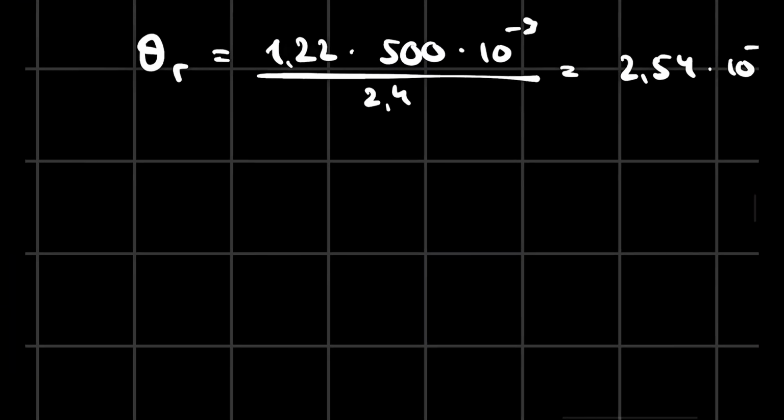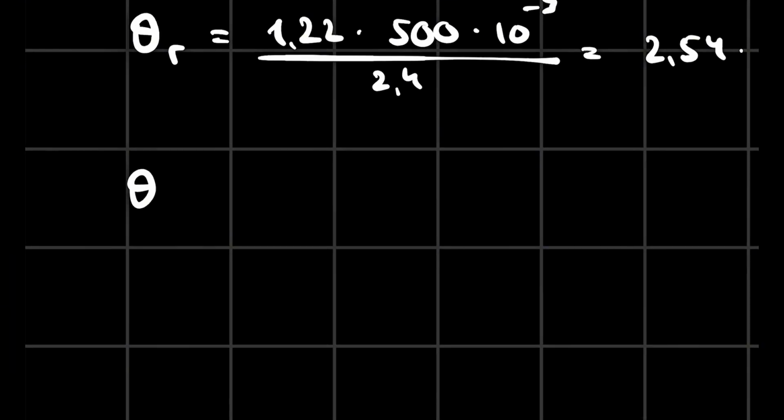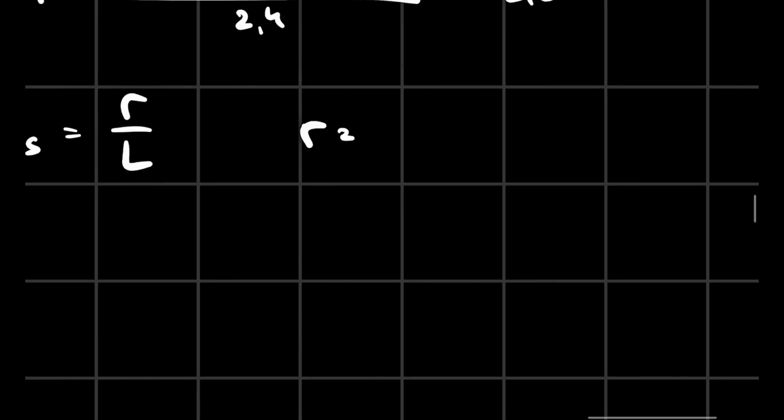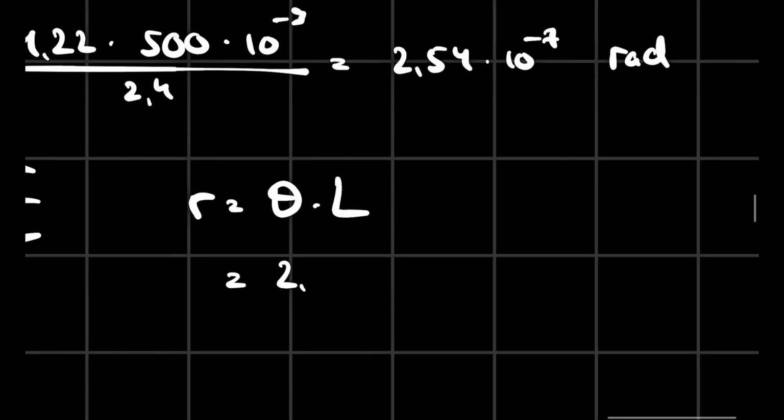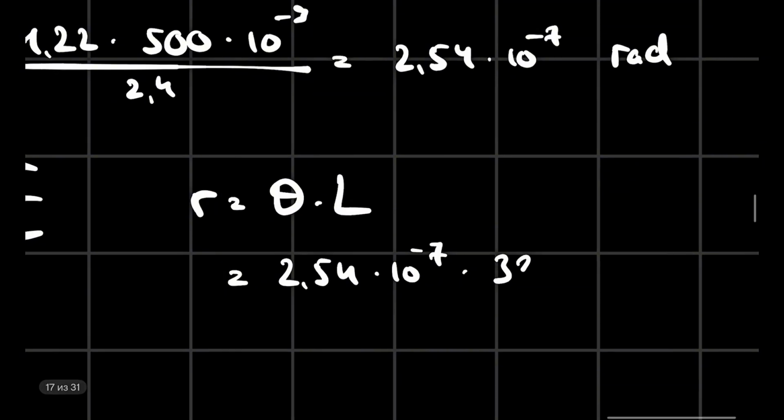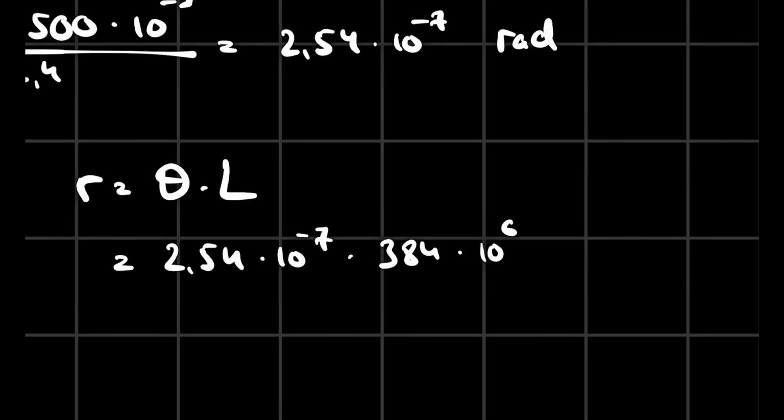Let's try to find the size of that thing. Our angular size, of course, would be r divided by L, but these two things have to be equal, because that is the minimum value. So that size r would be theta multiplied by L. Our theta is this value, 2.54 times 10 to the power of minus 7. L is that distance, 384 times 10 to the power of 6. These cancel out, this thing would be minus 1, and it would be the same as 2.54 multiplied by 38.4. And it would be about 97 meters.